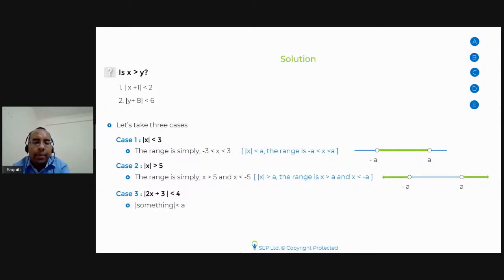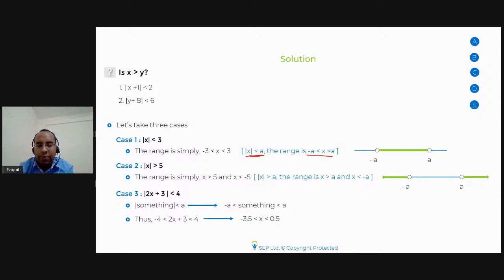Now, what have I told you? If something is less than a, you write it as minus a to a, right? So you do that only. You say minus a to a. In this case, I'll say that something is 2x plus 3. 2x plus 3 is between minus 4 to 4. That's all you will say. And then obviously you need to simplify it and find the range of x.